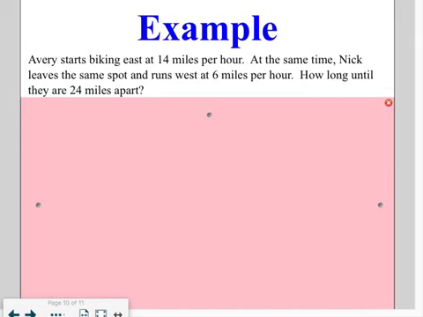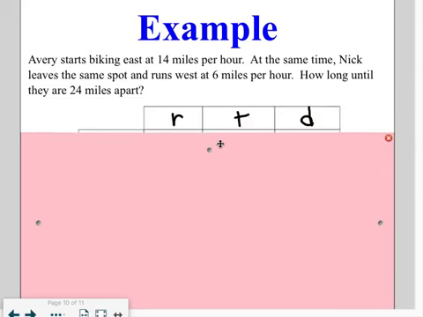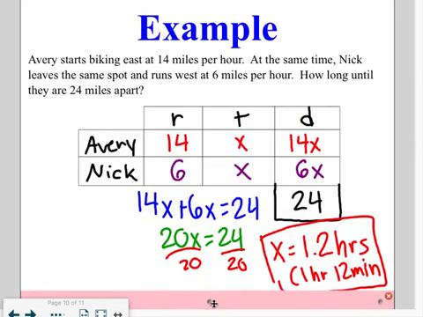Go ahead and try this one on your own. So, plugging everything in, we end up with 1.2 hours or an hour and 12 minutes for our final answer. If you have questions about this or anything else from the lesson, please let me know when you get to class.